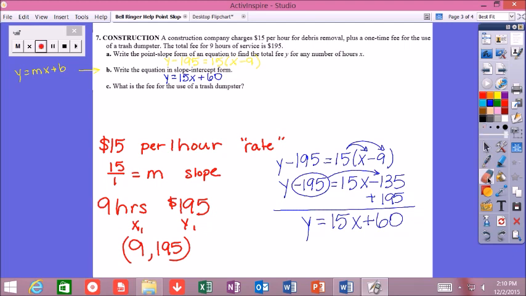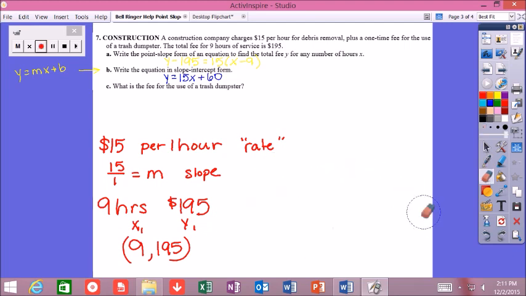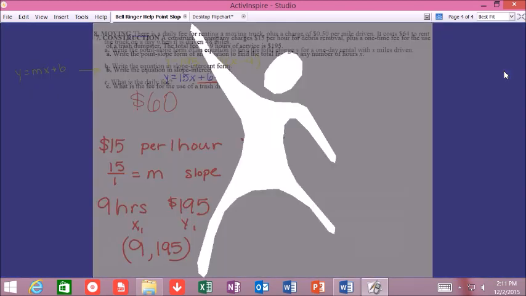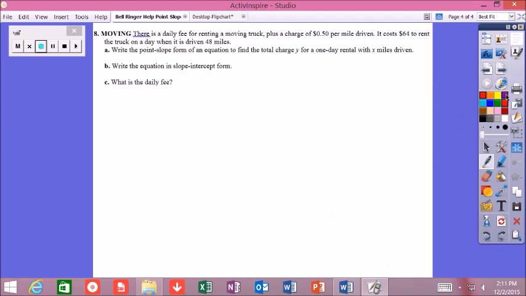So we know that for 9 hours of work, it's going to cost $195. We know that it's $15 per hour for debris removal. So how much would it cost for them just to bring the trash dumpster to our house and do no work? That would be if there were 0 hours of work. And looking at our equation, that plus 60 at the end is your y-intercept. That is the cost of the trash dumpster.